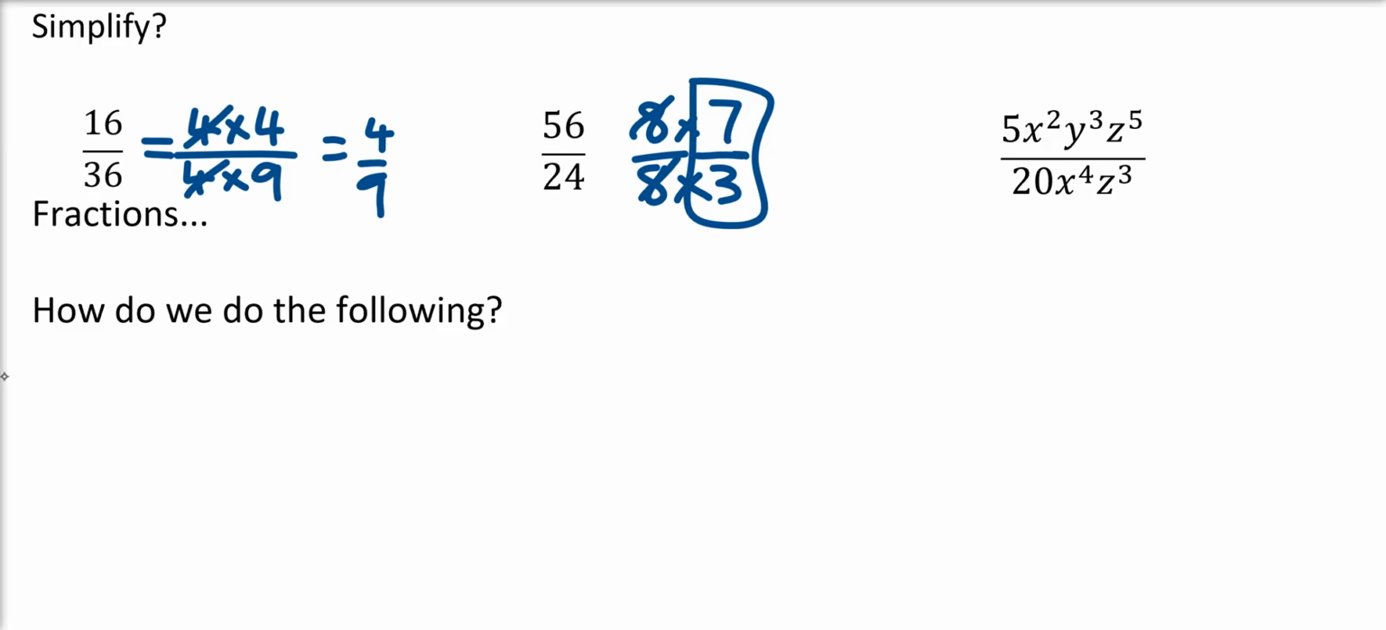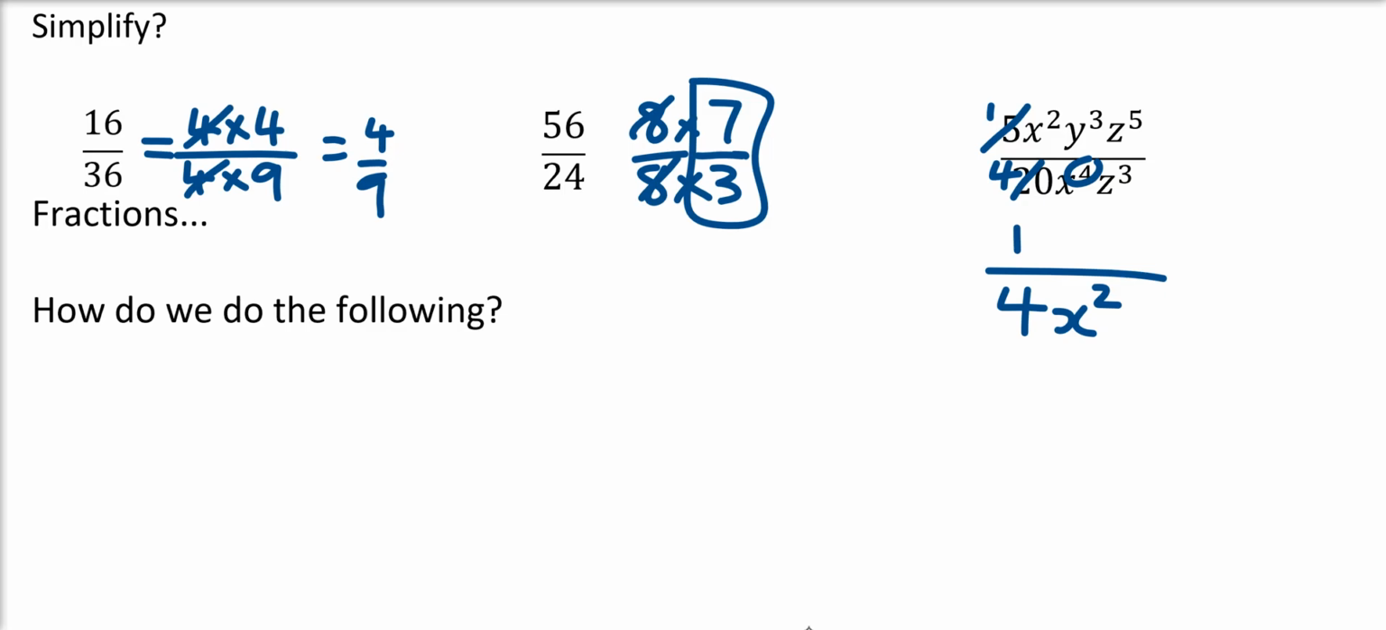So the next one, algebraically, how do we do those? Would it be 5, the thing between 5 and 20, which is 4? No, it's 5. So 5 goes in there once, 5 goes in there 4 times. And then we do 2 take away 4, which is 2. And on the bottom you put x squared, because there's more down here.